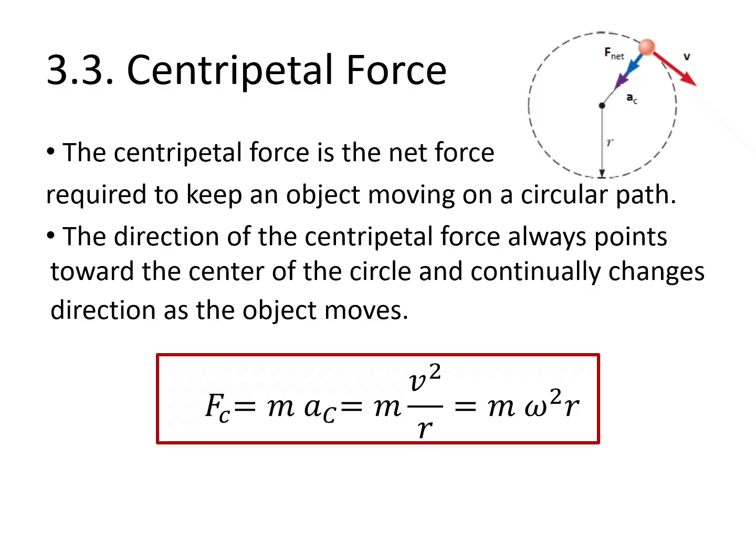Using Newton's second law, F net equals ma, the inward net force is mass times centripetal acceleration, so we can write F sub c equals m a sub c, which equals m times v squared over r, and that also equals m times omega squared times r. A common mistake is to draw a separate arrow labeled centripetal force in addition to the real force.